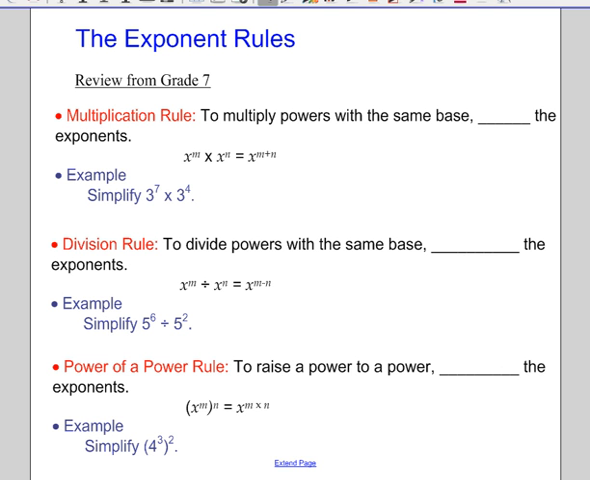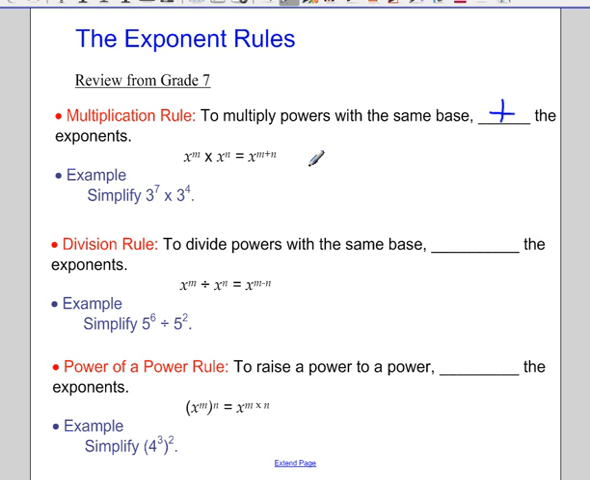And last year we did investigations where we looked at why that rule is what it is. So here we're just going to summarize what the rule is. The rule says to multiply powers with the same base, you blank the exponents. If you think back to last year, when we multiplied, we ended up adding the exponents. So we'll fill that in the blank. An example of this: x to the m times x to the n equals x to the m plus n. It's just the fancy mathematical form of saying what the rule says above.